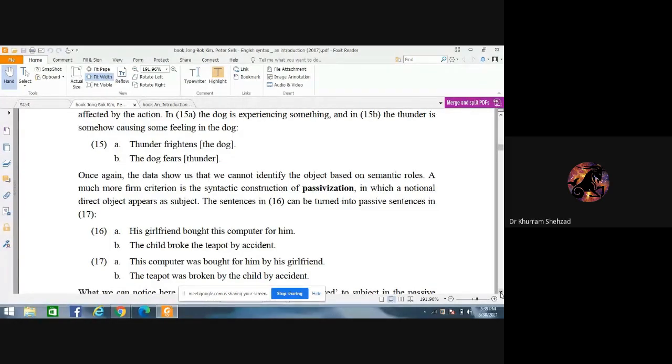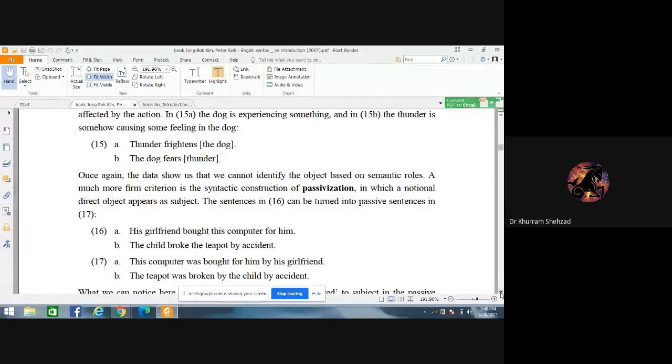15a, Ali. Yes, sir. Thunder frightens the dog. The dog fears thunder. Once again, the data show us that we can't identify the object based on some semantic roles. Much more firm criterion is systematic construction of passivization, in which a notional direct object.